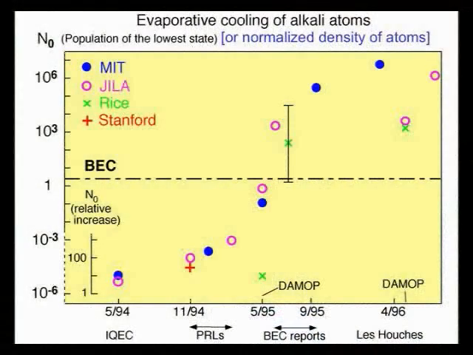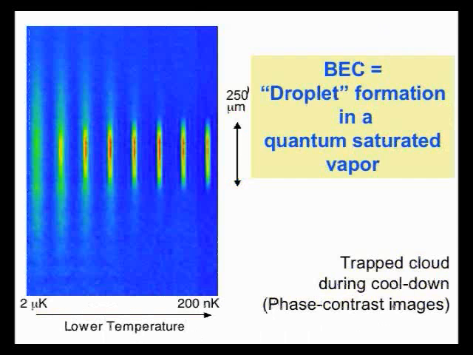So that was sort of showing how the groups who were involved, the Rice group also joined in, how we were approaching the goal of Bose-Einstein condensation, and of course the summer of 1995 when Bose condensation became a reality and clouds were just shrinking until they were single mode clouds and Bose-Einstein condensation had been accomplished.